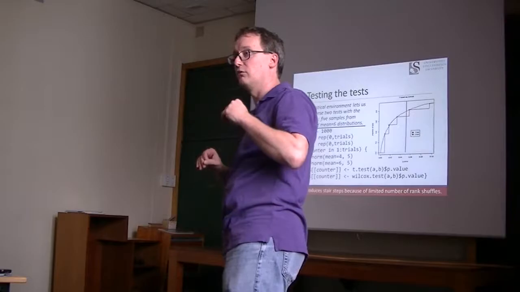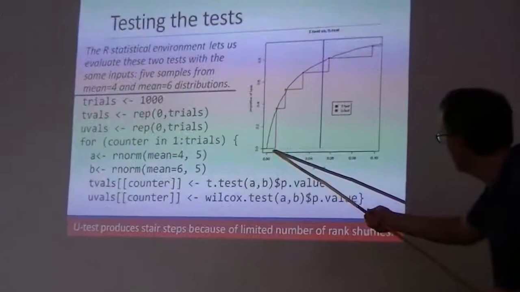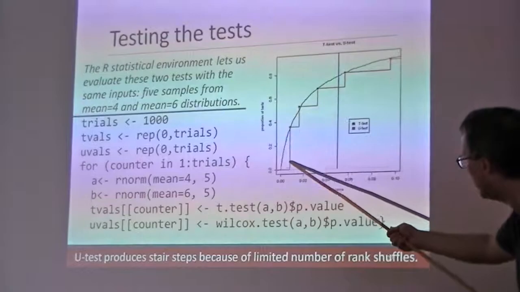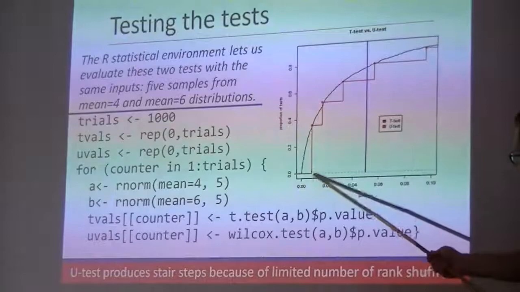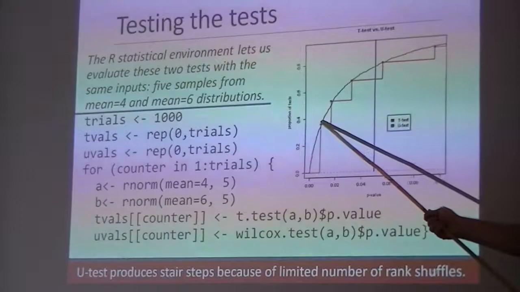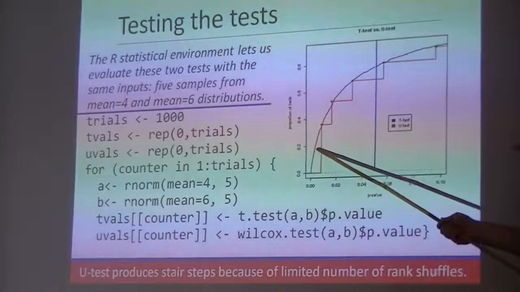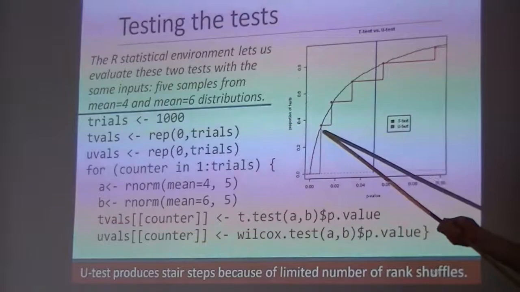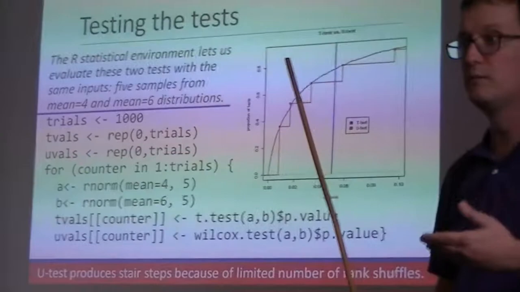So what we see is that this is the first p-value that we get out of the U-test. We see that around 1%, a p-value of 0.1 happens just a little bit less than 40% of the time. As soon as we have one interdigitation, a mix where the A and B distributions overlap, we suddenly get a big stair step upward that reflects a drop in the p-value. And that starts accounting for more and more of these data.